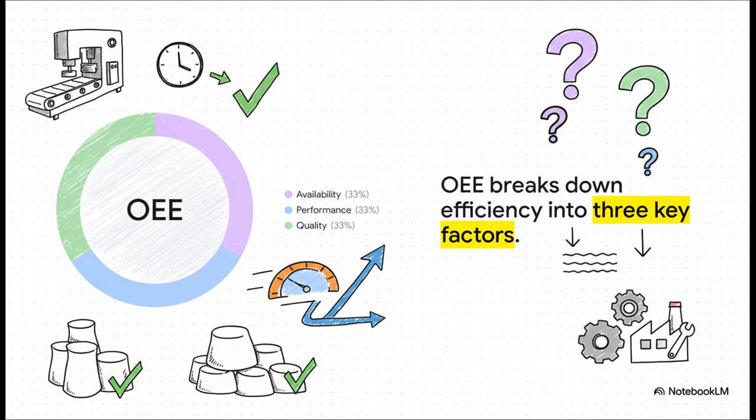Okay, so how does this magic number actually work? Well, OEE is basically the product of three really simple questions. First, availability. Was the machine even running when it was supposed to be? Second, performance. When it was running, was it going as fast as it's designed to go? And third, quality. Of all the parts it made, how many were actually good enough to sell? It's that simple. And the lowest score among these three, well, that's where we start digging.